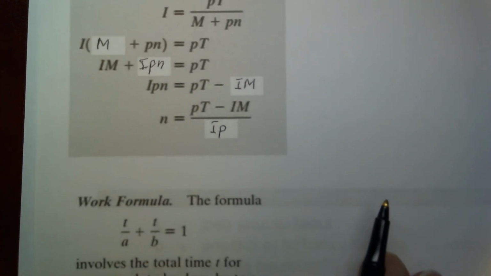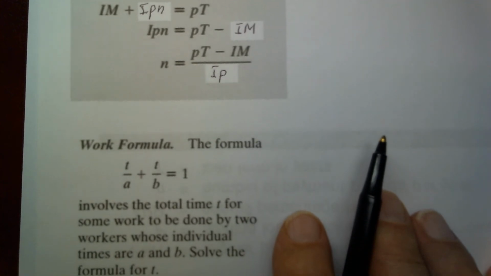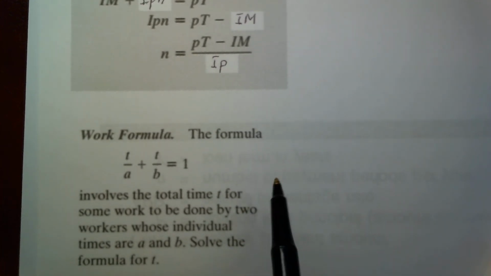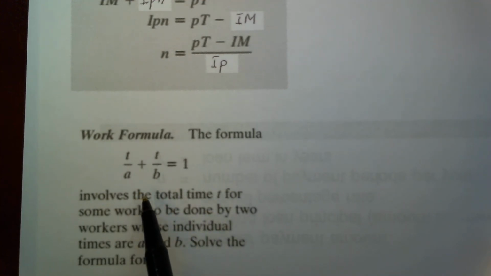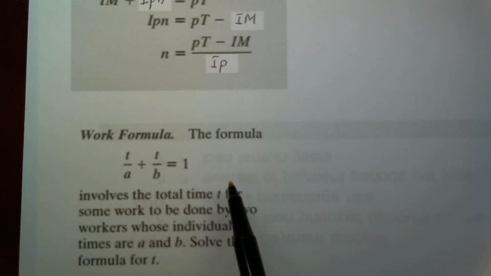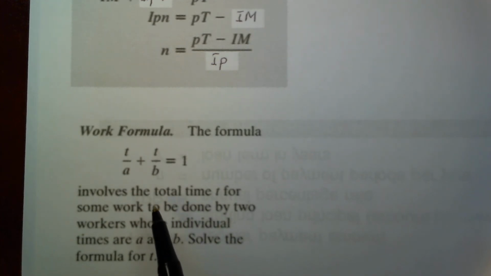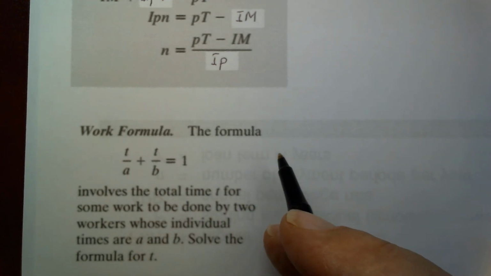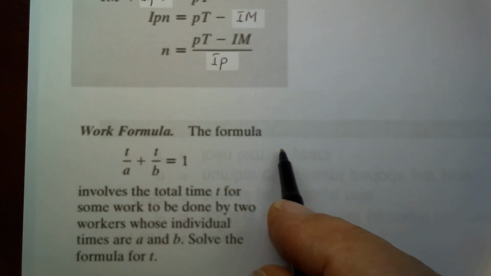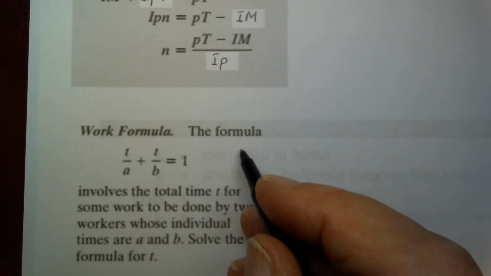The next example is a work formula, which we looked at just a little while ago. That is when A and B do the work, and what is the work together? So T divided by A plus T divided by B equals 1 job. And so individual times A and B, solve the formula for T. So we want to know what T is. AB is, of course, the LCD here, A times B. So we multiply both sides of the equation by AB.